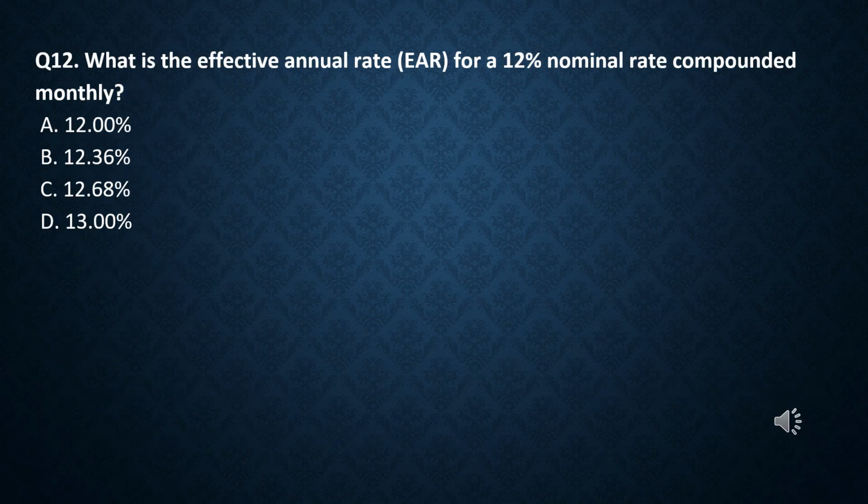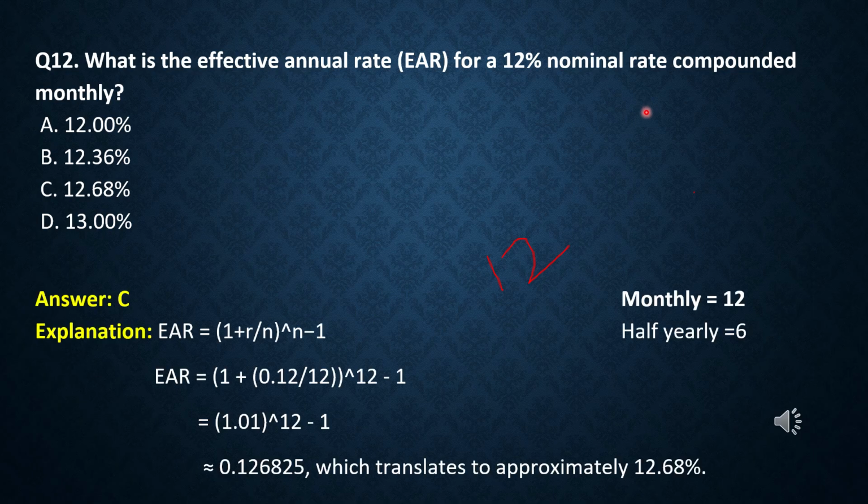Next question. What is the effective annual rate for a 12% nominal rate compounded monthly? Option A, 12%. Option B, 12.36%. Option C, 12.68%. And option D, 13%. Correct answer is option C. Effective annual rate formula equals (1 plus r by n) whole to the power of n, minus 1. So substitute all the values.